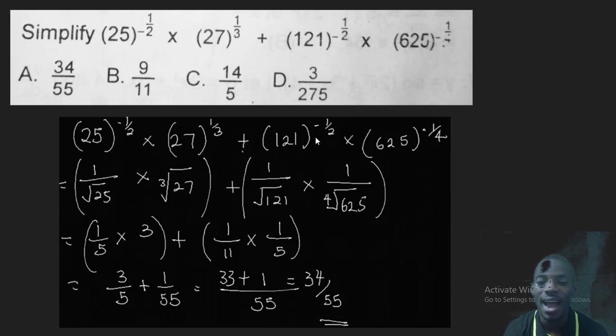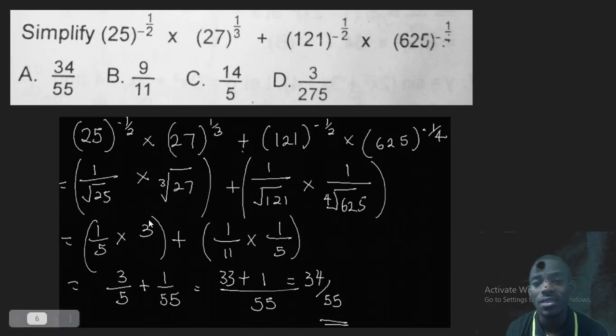Okay, now this side, I have minus 1 over 2 as power. It will become 1 over root 121. Because 2 is the number below, it will become the root of 121, times minus 1 over 4 as power. That will become 1 over the 4th root of 625. And that's what I have here. Two separate sides, right? Now 1 over the square root of 25 is 5. 1 over 5 times the cube root of 27 is 3.